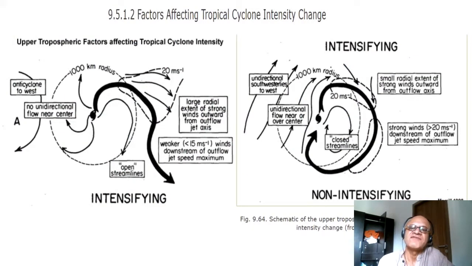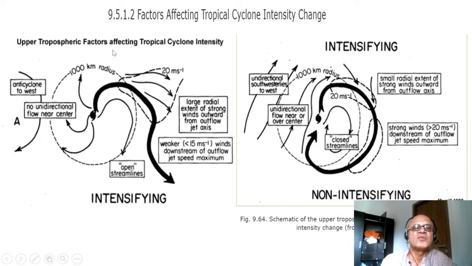What are the factors affecting the tropical cyclone intensity change? We talked about potential intensity, which depends on the sea surface temperatures. Not every cyclone will reach its full potential intensity. Intensity change also happens when it moves into colder water, or touches land, or makes landfall, or there is vertical shear, and so on. This is a schematic of the upper tropospheric factors affecting tropical cyclone intensity change.